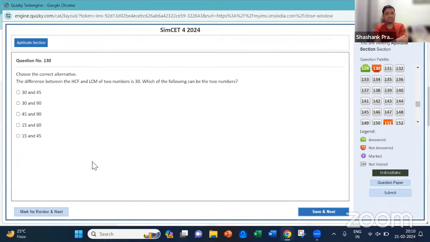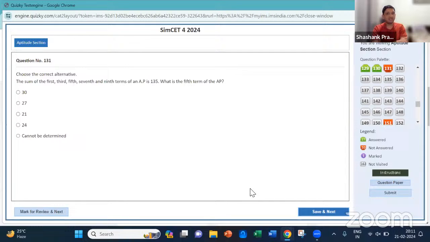Difference between HCF and LCM is 30. Which of the following? So I have to do it from the options. 30 and 45. HCF is 15, LCM is 90. Not possible. 30 and 90. HCF is 30, LCM is 90. Not possible. 45 and 90. HCF is 45, LCM is 90. Not possible. 15 and 60. Not possible. It will be 15 and 45 then. That should be the answer.